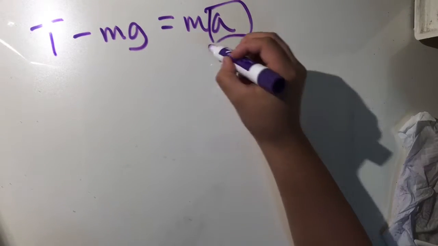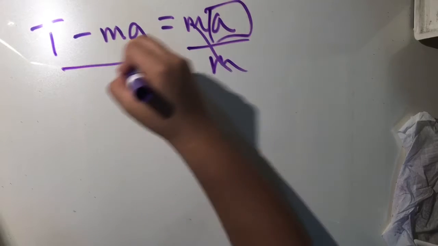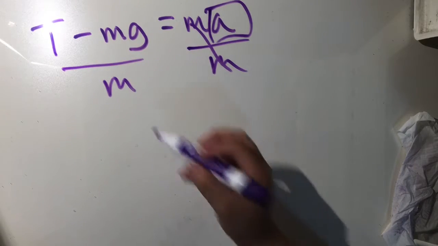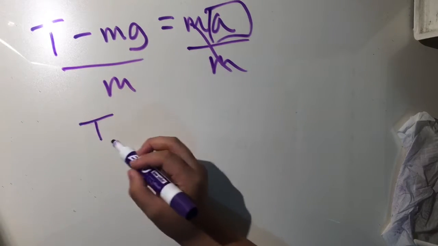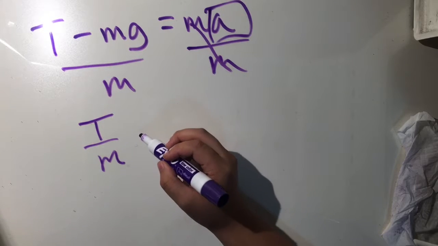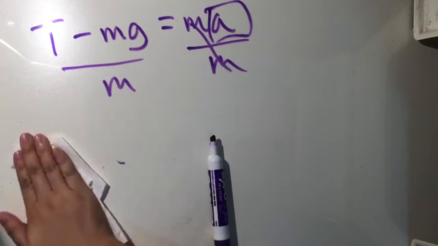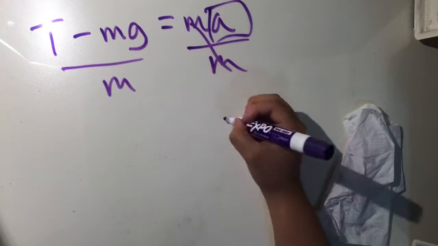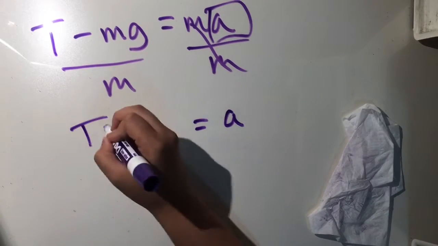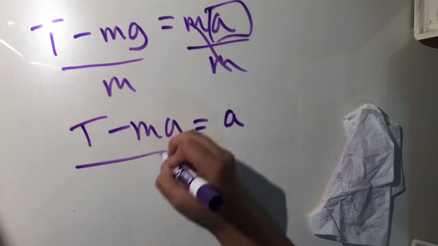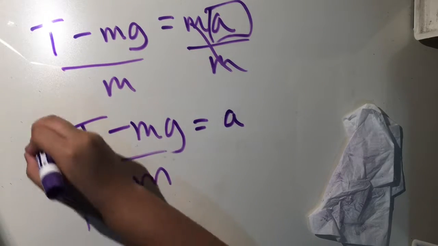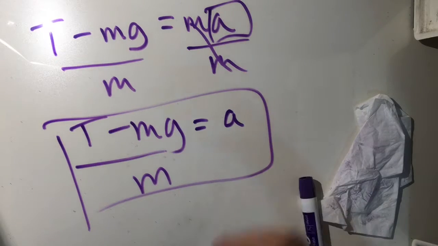Here's our acceleration, and we divide out mass, and then we can rewrite this as tension over mass. Oh, but then what am I doing? This is our acceleration. Cool.